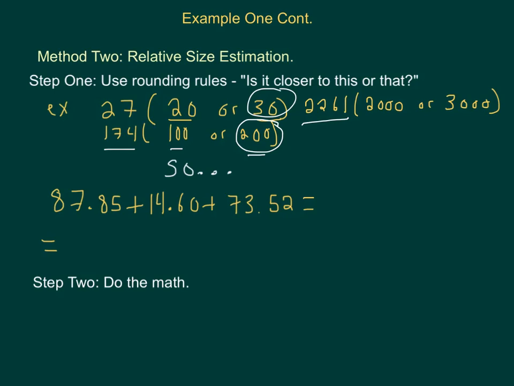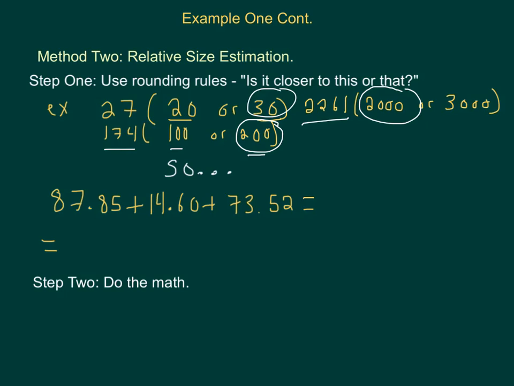2,261, is it closer to 2,000 or 3,000? Well, we know that it's closer to 2,000. That is all that relative size estimation is. That is it. It's just taking that number off the bat and rounding it to whoever's closest. Unlike the last one where we were trying to replace zeros and everything else.